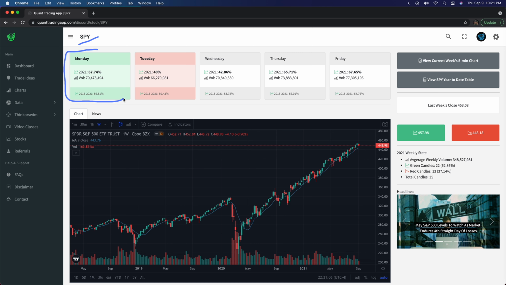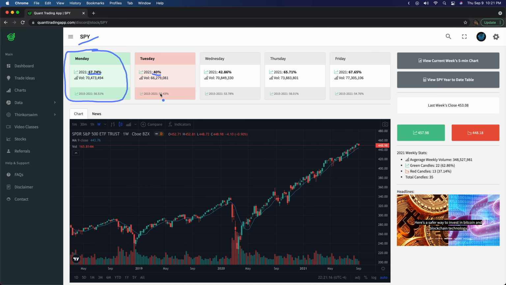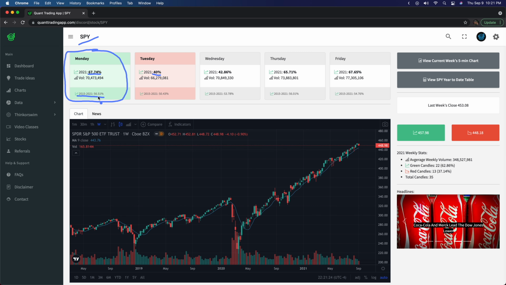As we can see right here, on Monday so far for 2021, the SPY has closed green 67% of the time, whereas on a Tuesday, it's only closed green 40% of the time. That's a little bit of easy quantifiable information to digest. As we see right here, for the past few years, since pretty much 2015 to 2021, the SPY has closed green 56% of the time. On a Tuesday, it's been 50% of the time.